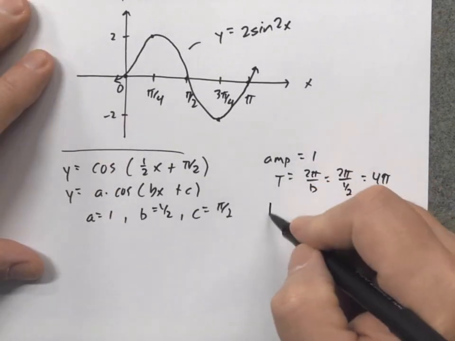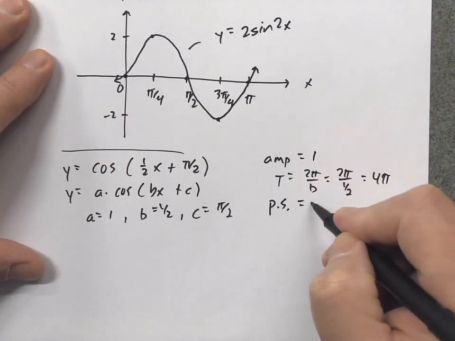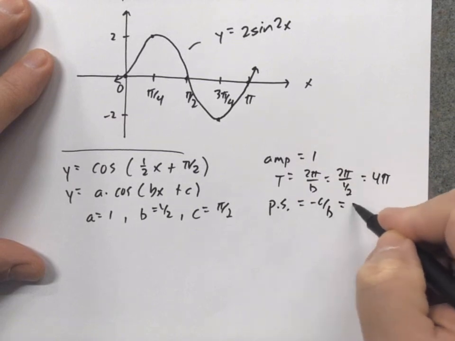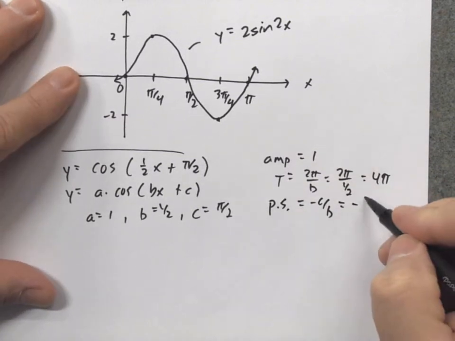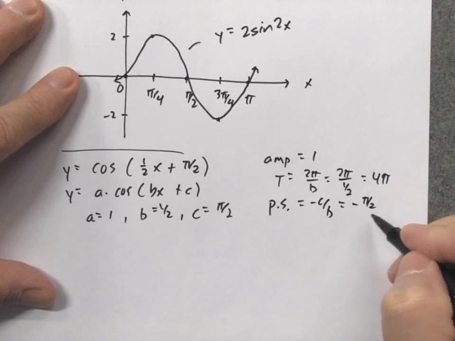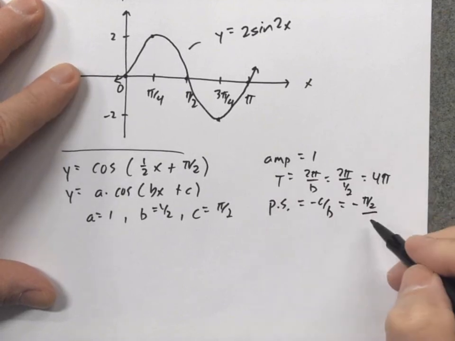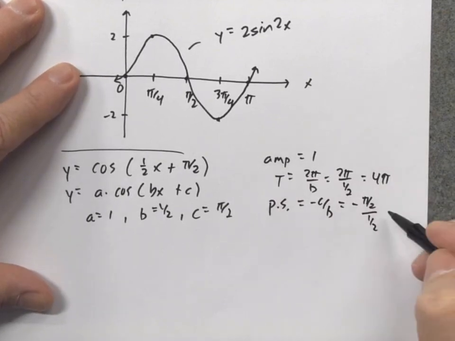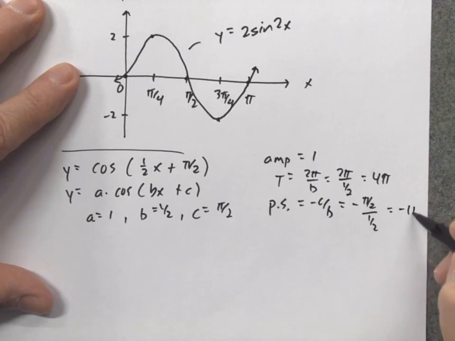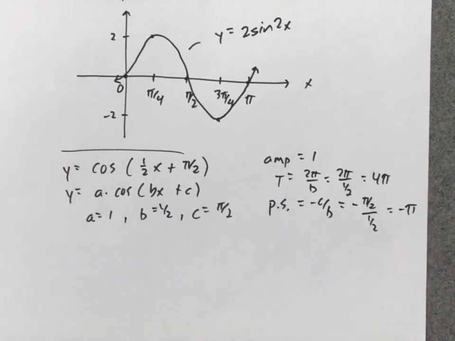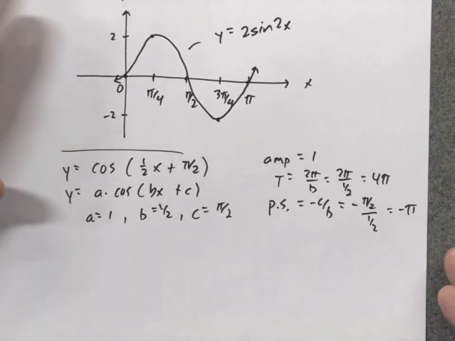Then the last one is the phase shift. Negative c over b, so negative, then c is pi over 2 and b is 1/2. If you simplify that, turns out the phase shift is negative pi. So now we've figured out what I call the information or the facts about this function and this graph. Now we have to see if we can actually plot the graph.